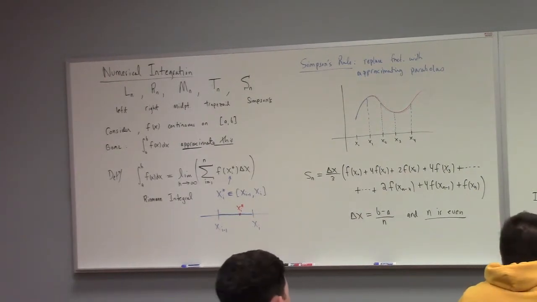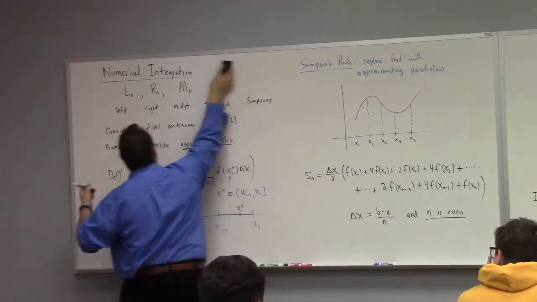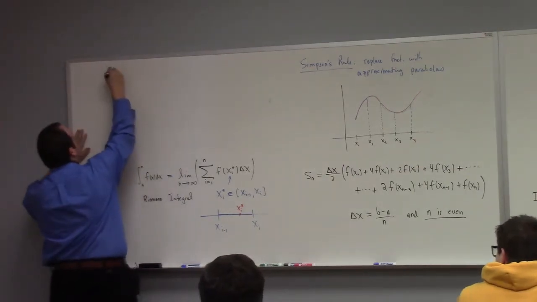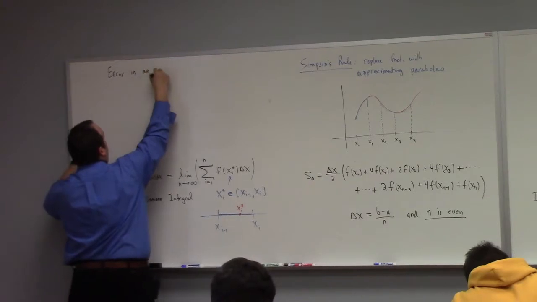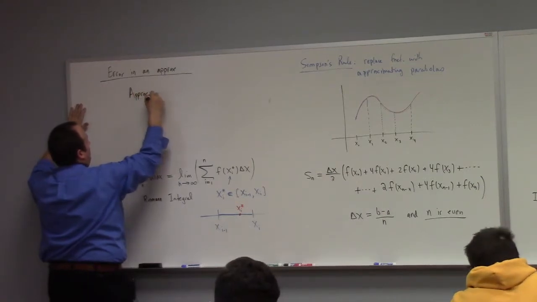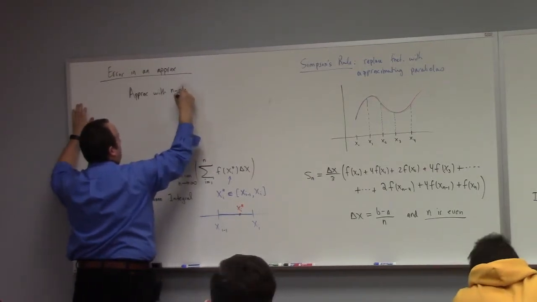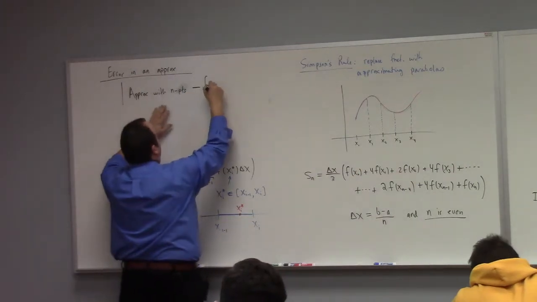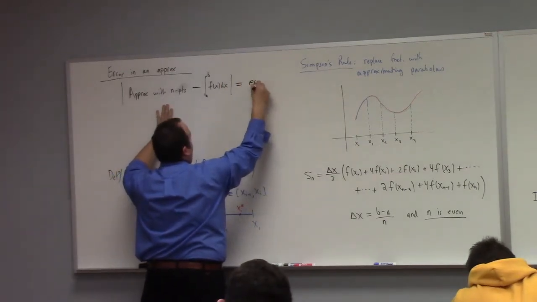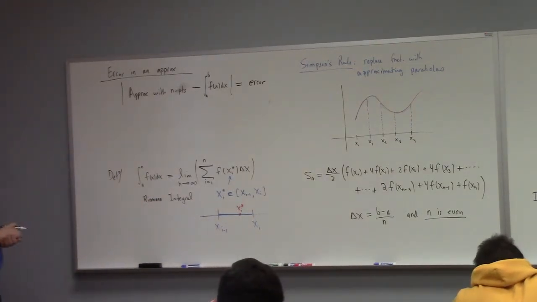And so you say, well, what do you mean converges? Well, we can talk about the error. What's the error in approximation? Here's the way it works. You take your approximation with n boxes or n points, minus the actual integral, and this is equal to the error. So the error is the difference between your approximation and the actual integral.